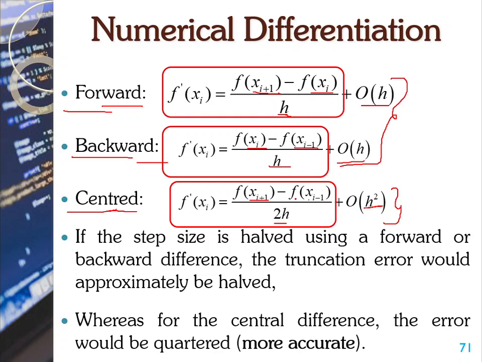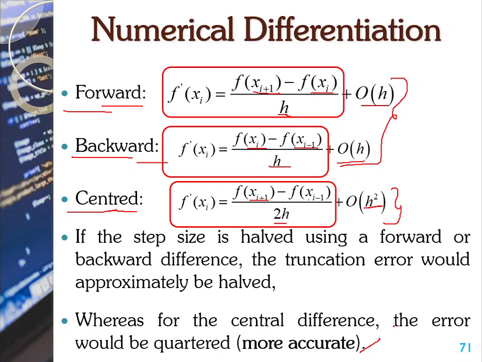So we could see all that. Halving the step size will reduce our error by half, in terms of the forward and the backward. However, in the case of the centered, halving the step size will reduce the error by about 4 times, which makes the central difference much more accurate than the forward and the backward difference.